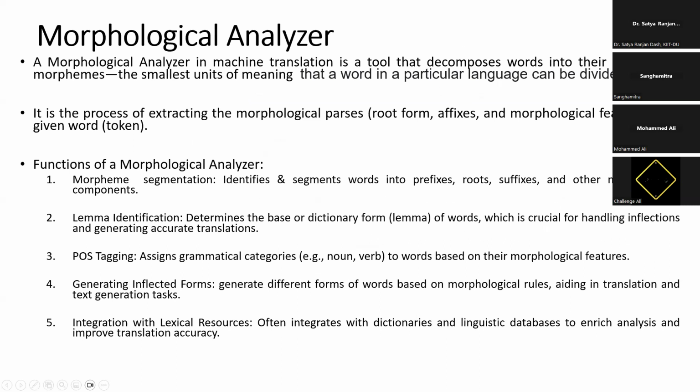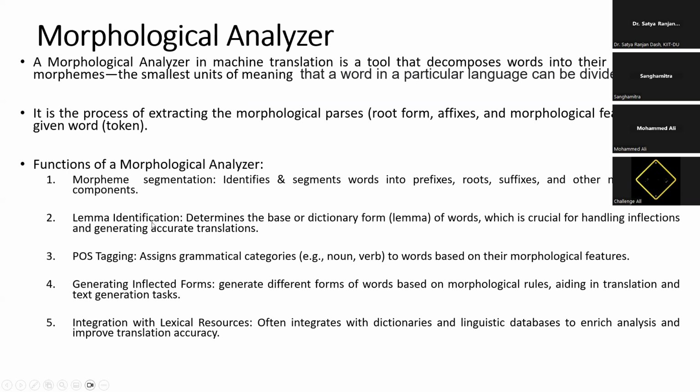Okay? So the main job of the morphological analyzer will be to output these small units, and the process will involve extracting the morphological parsers, so the root form, affixes, and morphological features of a given word, which is called the token. And the main function will be morpheme segmentation. That means you will identify the prefixes, suffixes, etc., or the root words, and then segment it, and then come up with the morphological components.